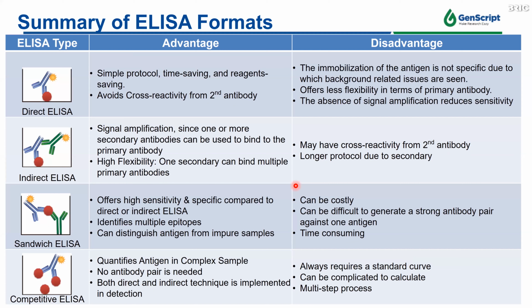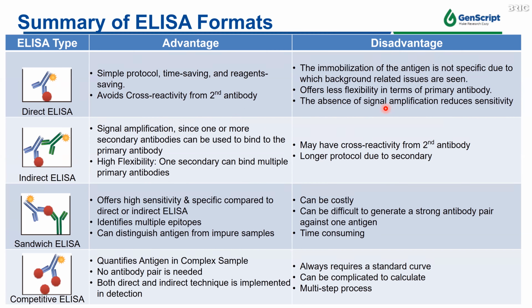So this is a summary of the pros and cons of each type of ELISA format. For the direct ELISA type, the procedure is simple, less time consuming, and requires less reagent. There is also less chance of cross-reactivity, since only one primary antibody is needed. However, the disadvantage is that the antigen immobilization is not specific, due to the background noise issue.